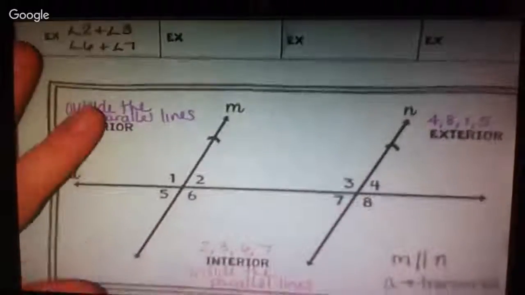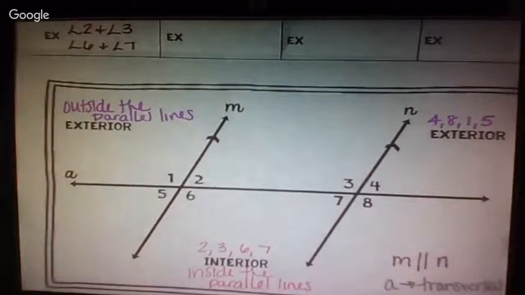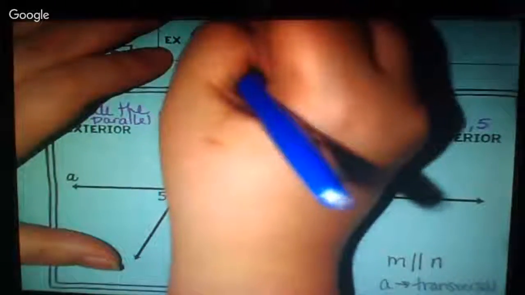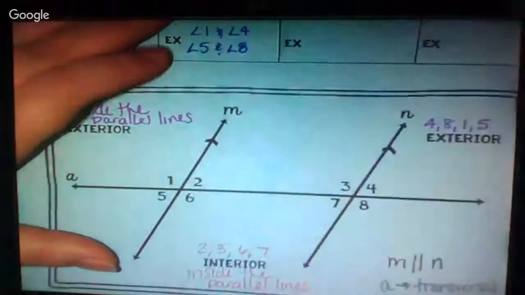1 and 4. 1 and 4 are same side exterior angles. They're both on the top of the transversal, outside of your parallel lines. And 5 and 8. Perfect. Angle 1 and angle 4, angle 5, and angle 8.